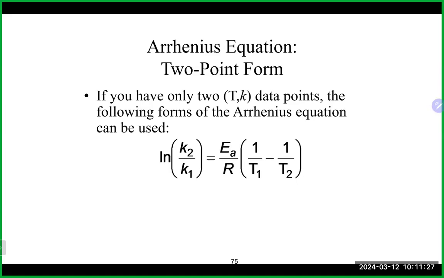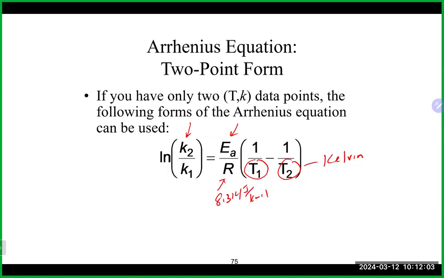This is what's sometimes referred to as the 2-point version of this equation. If you only have 2 points along that line, you could mathematically solve it. In most cases, this will probably be the version you would use. This is the natural log of K2 over K1. So these are our rate constants at 2 different temperatures. This is our activation energy, still the same 8.314, and these are our 2 temperatures, which obviously need to be in Kelvin as well.